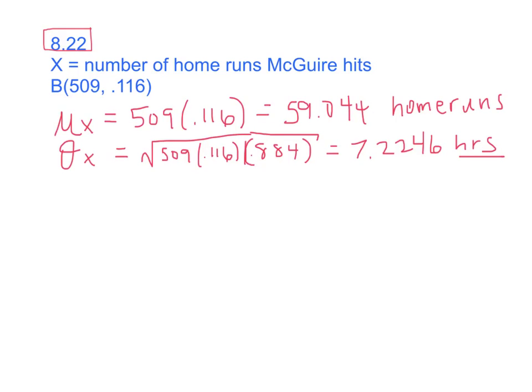So the probability that we're interested in this case is the probability that he hits more than 70 home runs. So the probability that x is greater than 70. And we're going to use the normal approximation to find this probability. Then I'm going to show you that it would be a similar answer if you use the CDF function on your calculator. So in order to use the normal approximation, the first thing we have to do is check the conditions.